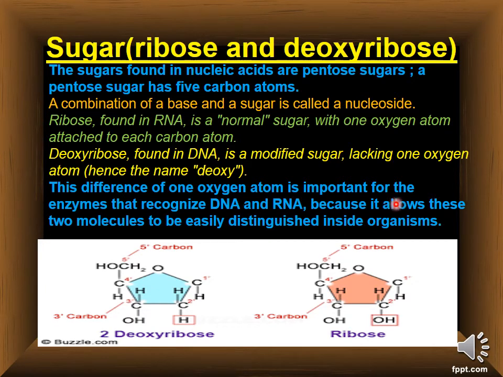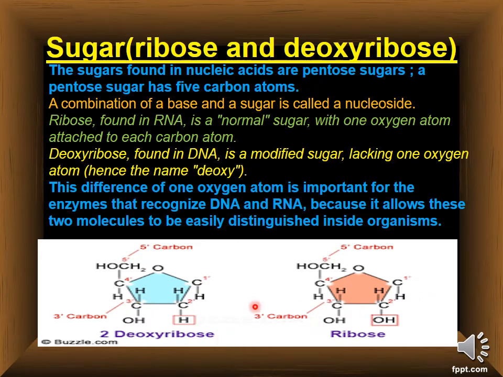One oxygen atom is important for the enzymes that recognize DNA and RNA because it allows these two molecules to be easily distinguished inside the organism. Okay, so this is the identification of this.